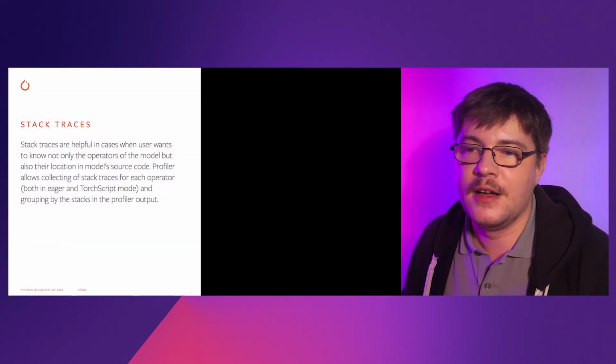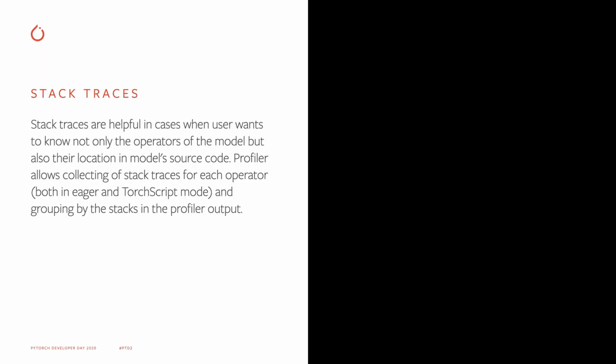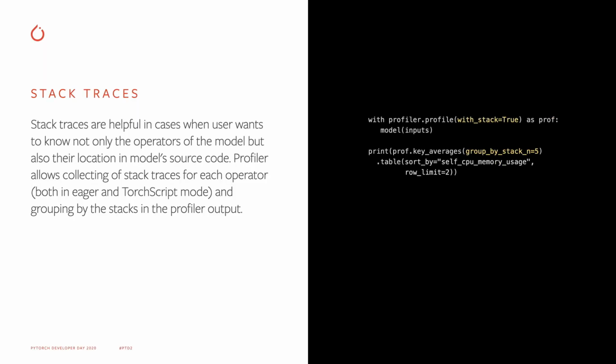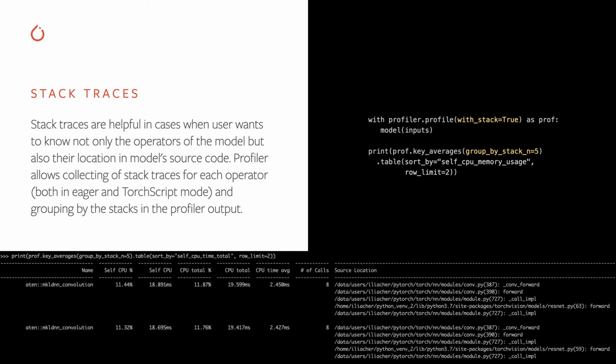Stack traces are helpful in cases like this. So you can just pass with_stack=True, and then you can group by top stack entries. And in our example, we see that there are two top MKLDNN convolution operators. And in the source location, we can see not only the location inside the torch.nn convolution module, but also two different call sites in the original ResNet model script.